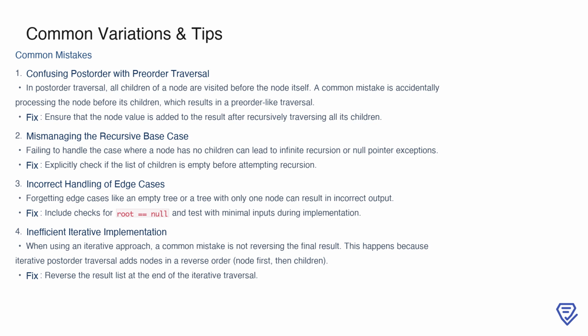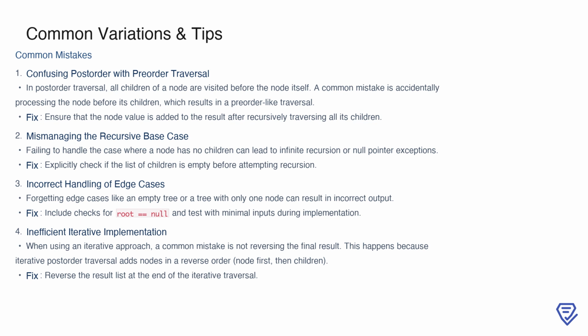Additionally, edge cases like an empty tree or a single node tree are easy to overlook. Failing to account for these can lead to incorrect outputs. Always include checks for cases like root == null and test your code with minimal inputs.